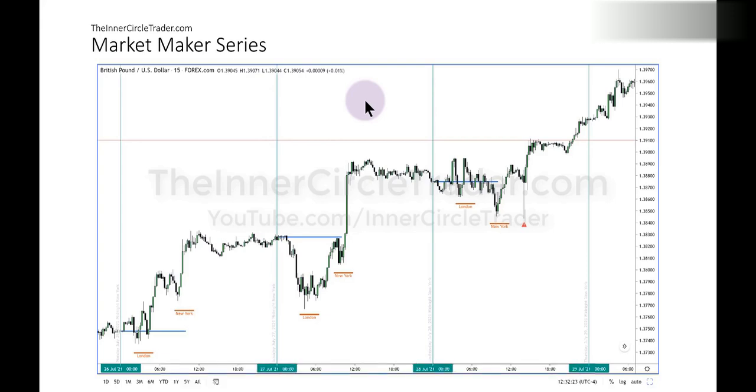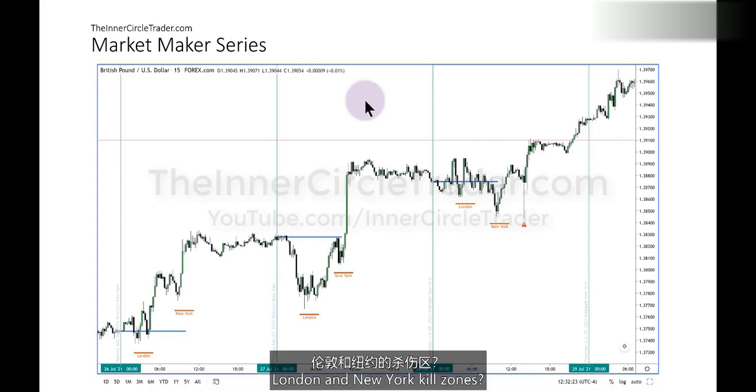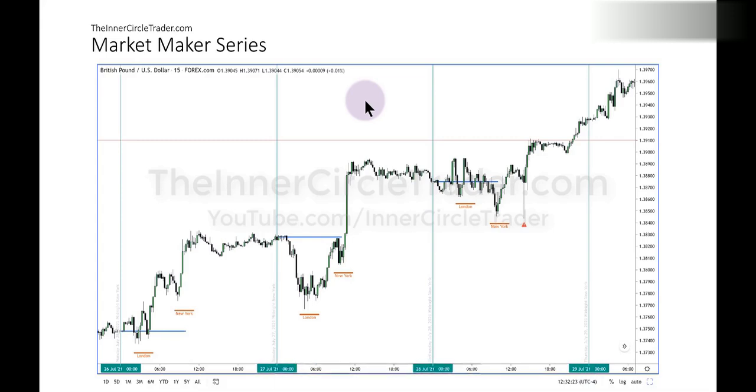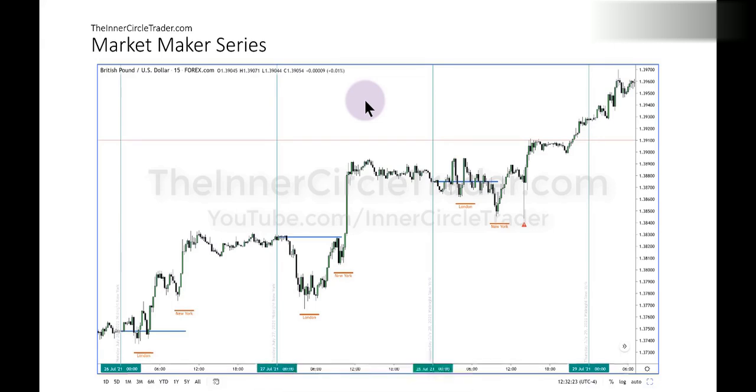If it's bullish, when should it create a low to go higher? In one of these, if not all of them: London and New York kill zones. Just look at the chart right here. These windows of time, I taught this over 10 years ago, for free, right on Baby Pips. And they still work today. They were working before I taught it. They're going to keep working, okay?